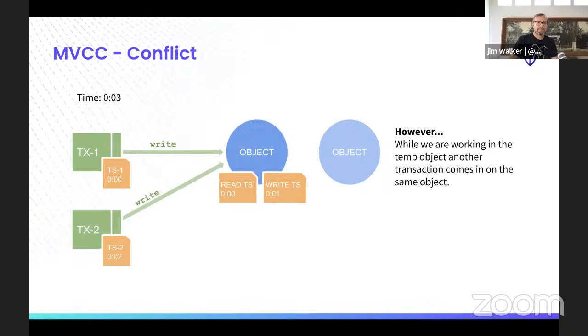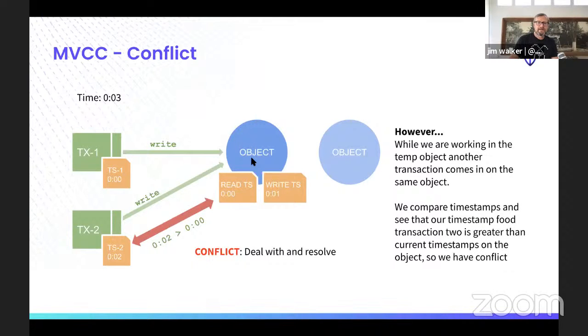At the same time, at time 3, another write comes in from transaction 2. You'll see the transaction timestamp is 2, and it's going to come in at 3 seconds in time to the object. Now what happens is the object says, hey, wait a second. That 2 is bigger than my read timestamp, which is 0. So that's off, and I have a write that's already going on.